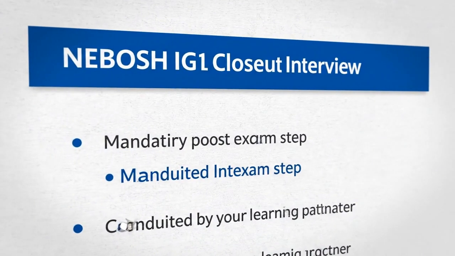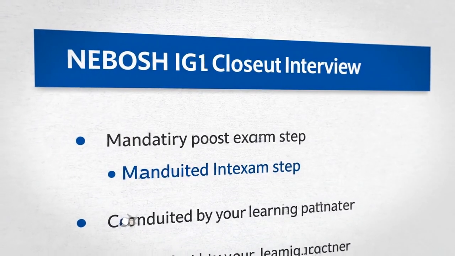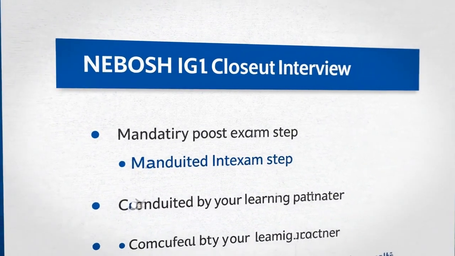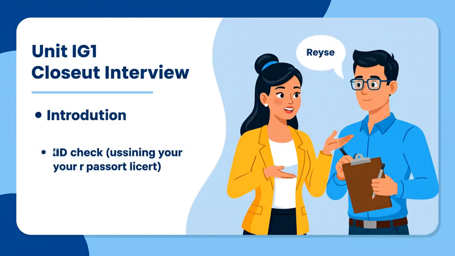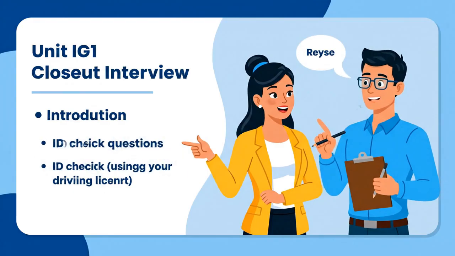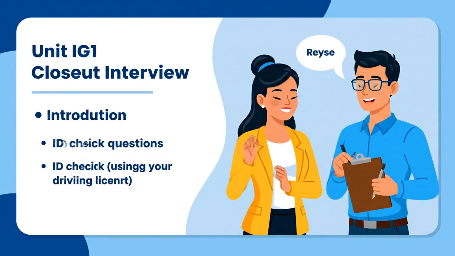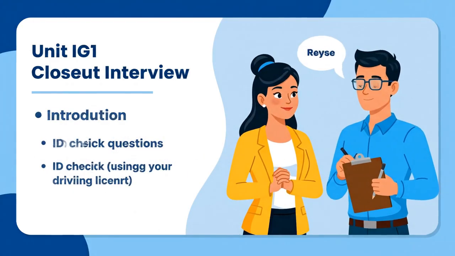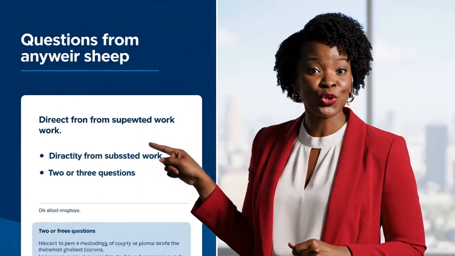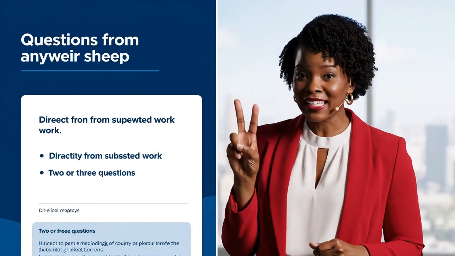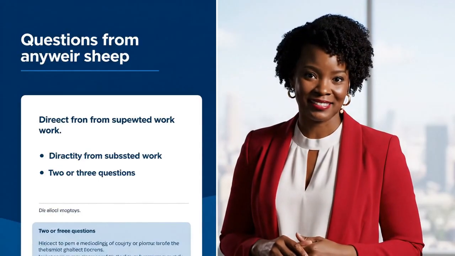After the exam, you must undergo a close-out interview conducted by your learning partner. This interview verifies that you completed the paper yourself without external help. The interview includes an introduction, an ID check using your passport or license, and specific questions. They will ask you 2 or 3 questions directly from the answer sheet you submitted.